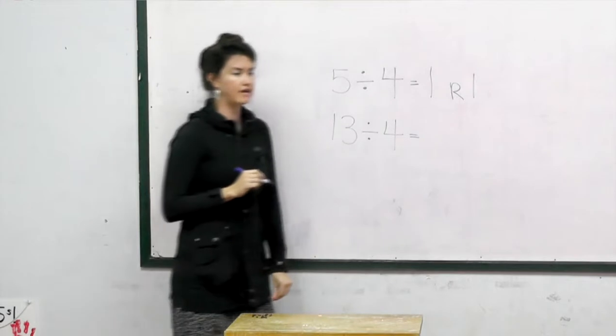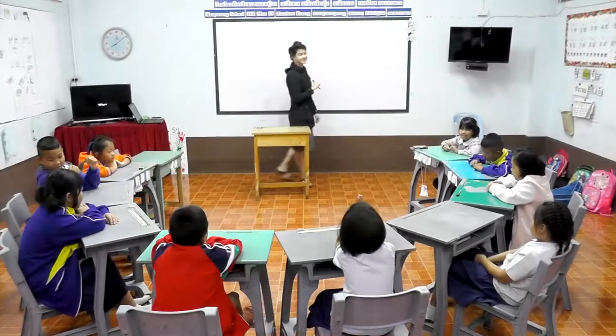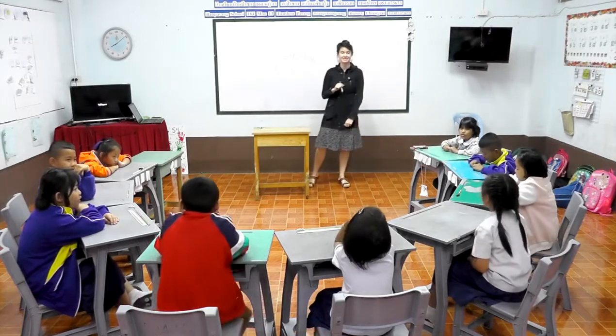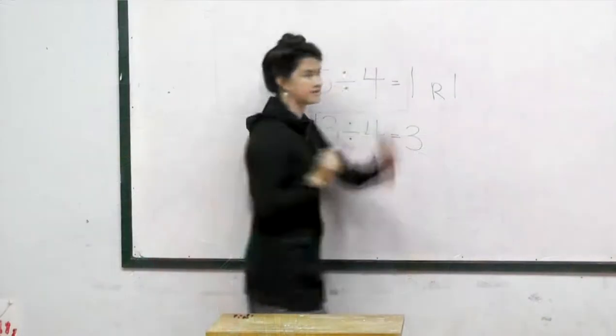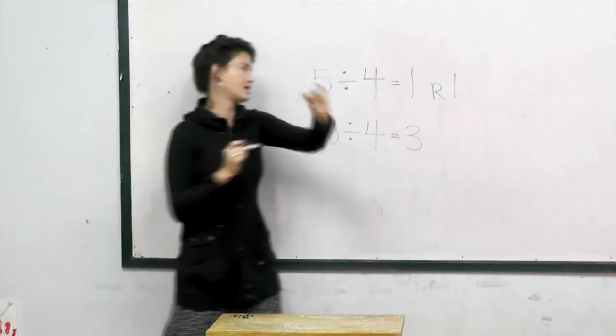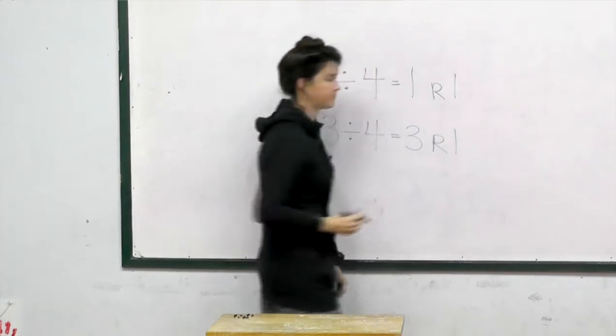Pot, how many eggs do you have? 3. How many do you have? 3. How many do you have? 3. How many do you have, Pen Pen? 3. Okay. All of our 4 friends have 3 eggs. How many do I have left? 1, just 1 little egg left. So I write that with my R, 1.